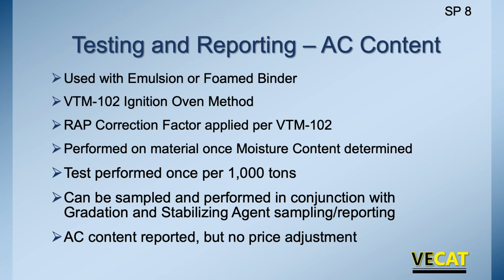We have a wrap correction factor. So we're checking to say we know that wrap has some fines in it that'll be reported as asphalt content, so we apply a wrap correction factor to get it back to closer to the actual asphalt content in that wrap. Moisture content performed on material. We're doing both of these every 1,000 tons. We're doing it when we're doing all the rest of our sampling. AC content is reported, but it's not a price adjustment. So keep that in mind. Gradation is, AC content is not.